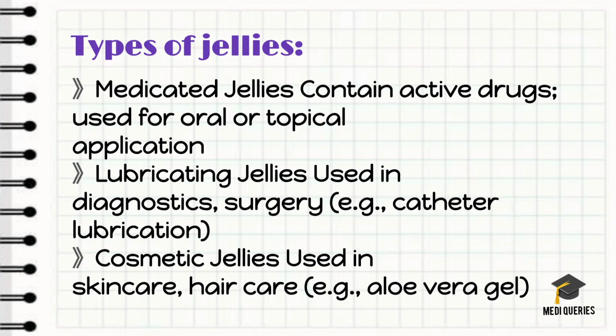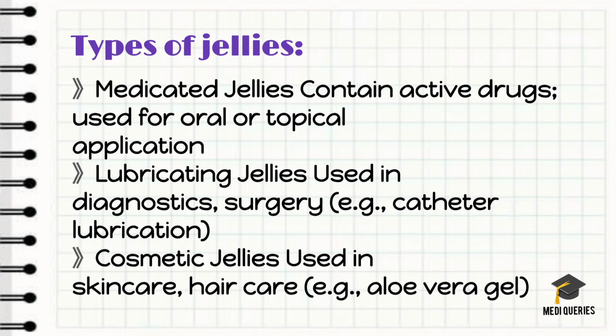And the second one is the lubricating jellies. These, on the other hand, are sterile preparations used in medical procedures such as rectal examinations, endoscopy, and catheterizations, where smooth passage of the instrument is necessary. So it's simply for lubricating purposes.